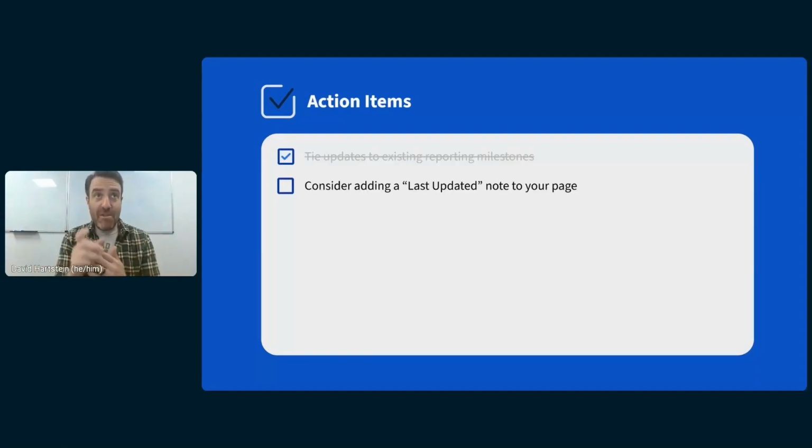And then another thing here, you can consider adding a last updated note to your impact page to note the last time the data was refreshed. This can be especially helpful if you are using reporting milestones that are slower going by nature. Maybe you have some things that just don't change that often, and you don't have a new report happening quarterly. Or maybe you have some dates that you're sharing that are a little bit older, something like since 2018, we've helped X number of families, but you want visitors to know that you're keeping that number updated. A simple last updated note can help.